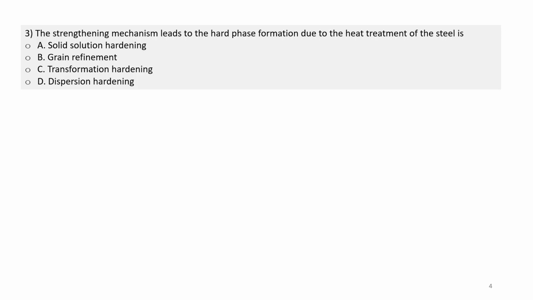In case of transformation hardening, what will occur? You are transforming one phase to another and choosing a phase which can have higher strength. Dispersion hardening, in this case you will have dispersoids, which can be oxides or nitrides, or any type of different phases, which will again act as a barrier for dislocation movement. So in this case, the correct answer will be transformation hardening.